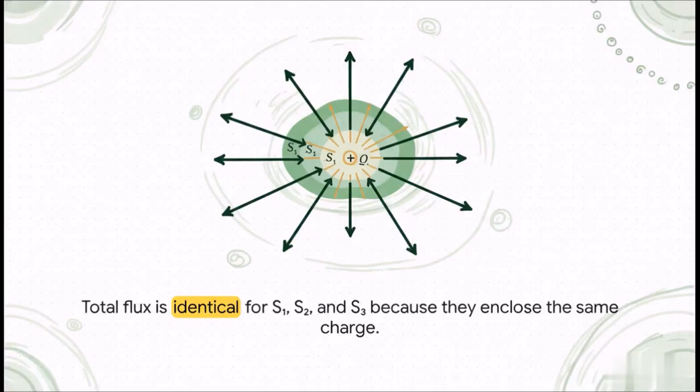So, this is the aha moment right here. It doesn't matter if we draw a tiny little surface like S1, a bigger one like S2, or some crazy lumpy shape like S3. As long as they all have the same charge Q trapped inside them, the total number of field lines piercing through each surface, the total flux, is exactly, precisely the same. That is the incredible power of Gauss's law.